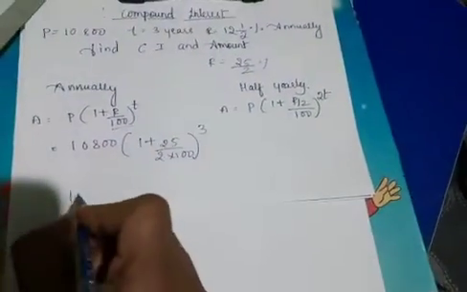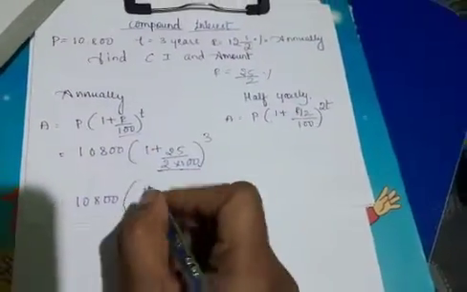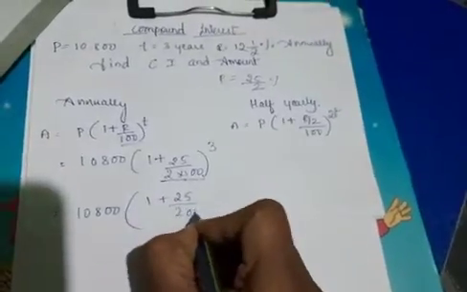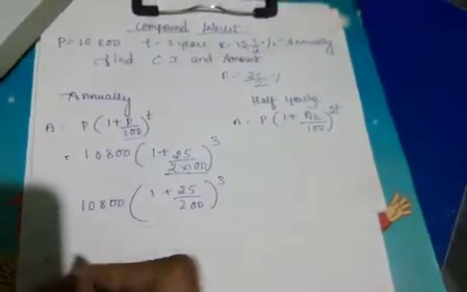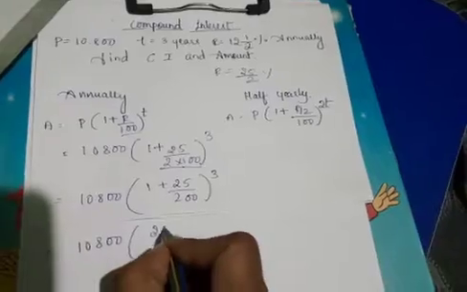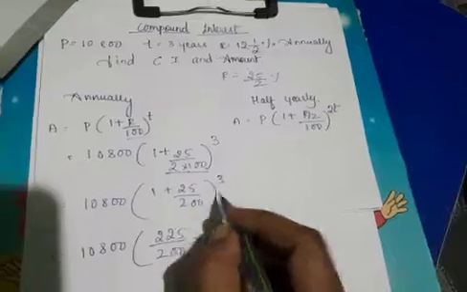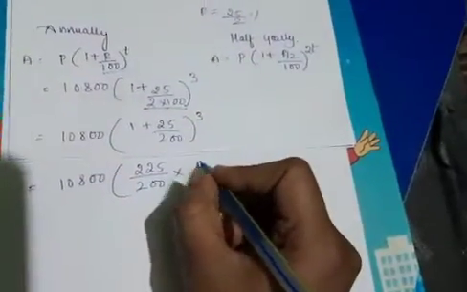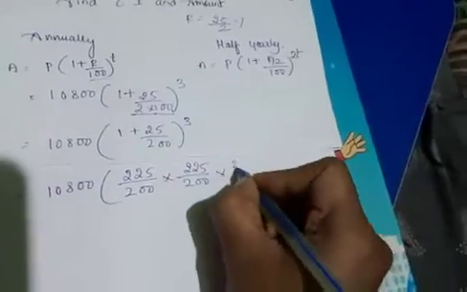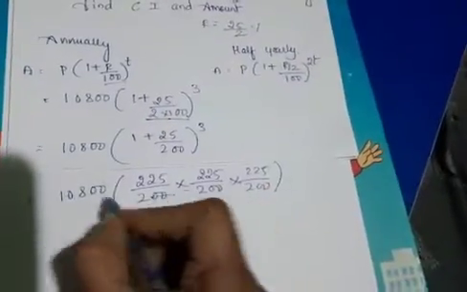So after simplification, it will become 10,800 into 1 plus 25 divided by 200, whole cube. 200 plus 25 is 225 divided by 200. As it is cube, we have to multiply it thrice. So 225 divided by 200 into 225 divided by 200 into 225 divided by 200. So after simplification, 2 zeros get cancelled.